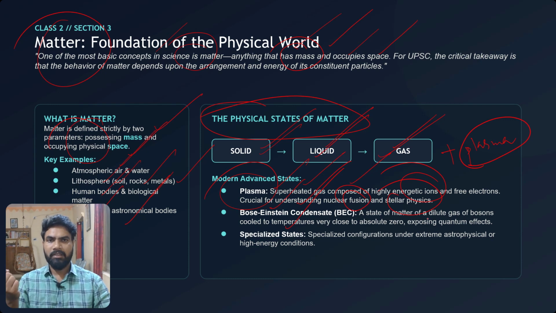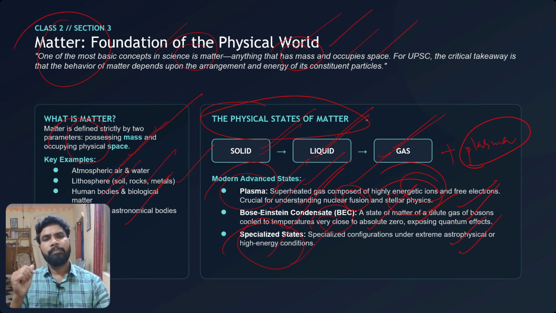What is it? A state of matter of a dilute gas of bosons. You see, bosons are some kind of particles, like electrons, protons, neutrons. They are cooled to temperatures very close to absolute zero, exposing quantum effects. Because of that, quantum physics starts emerging. Then there are some specialized states also. Under extreme astrophysical or high energy conditions, you will see some specialized states of matter also.